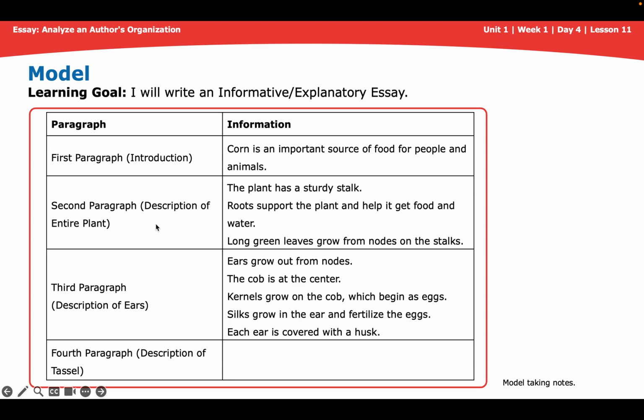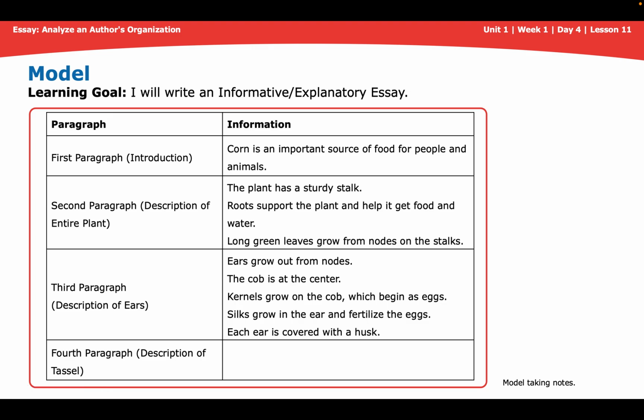In my second paragraph, I'll focus on what the corn plant looks like, and I used my notes about the stalk, the roots, and the leaves, which you have already done as well. These ideas are related, and I'll use clear, descriptive words to help the reader understand what the plant looks like. So all of that note-taking that we did on plant structure, I added the most important information right here. So, description of the entire plant.